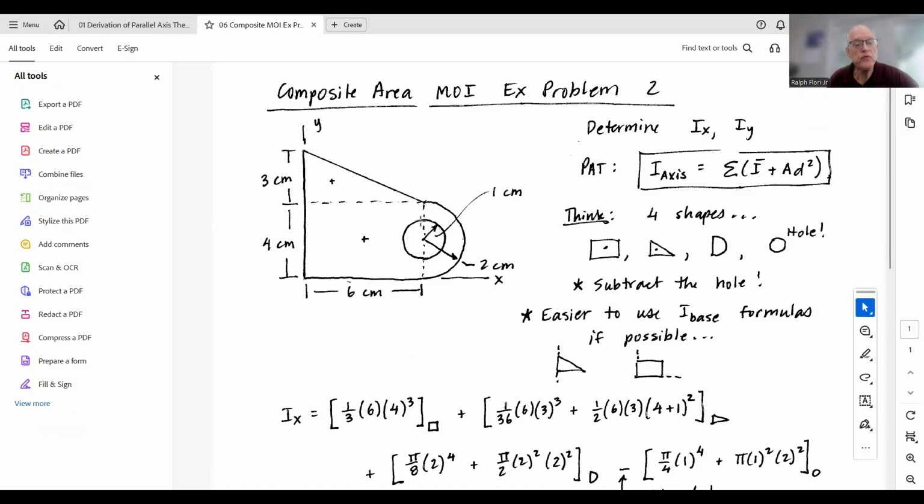So what we're going to do is apply the formulas for the area moments of inertia of each of these shapes and use the parallel axis theorem to determine Ix and Iy for this composite shape. But first, I'm going to go back and derive the parallel axis theorem one more time and present it with a general formula that I like to use for composite shapes. And then we're going to go from there.